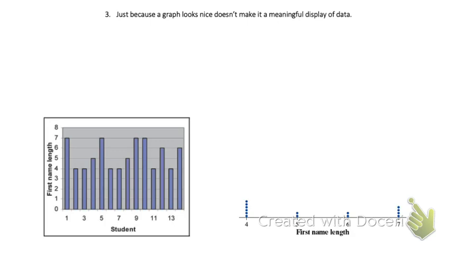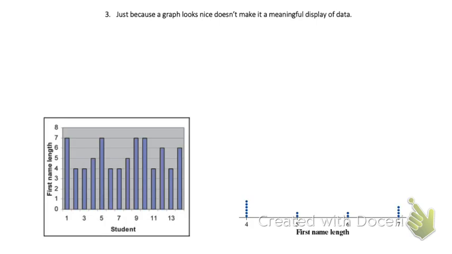But if I'm trying to summarize something like what is the most common name length, then now this summarizes something, and it's a useful graph and it helps me. So don't make a graph just to make a graph. Make sure it's useful. Any questions about that?